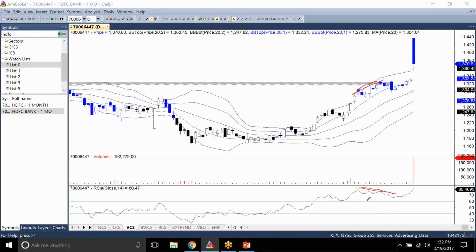Divergence, and it was followed by a reversal. Divergence followed by a reversal. Positive reversal, bearish divergence. All right, many examples.